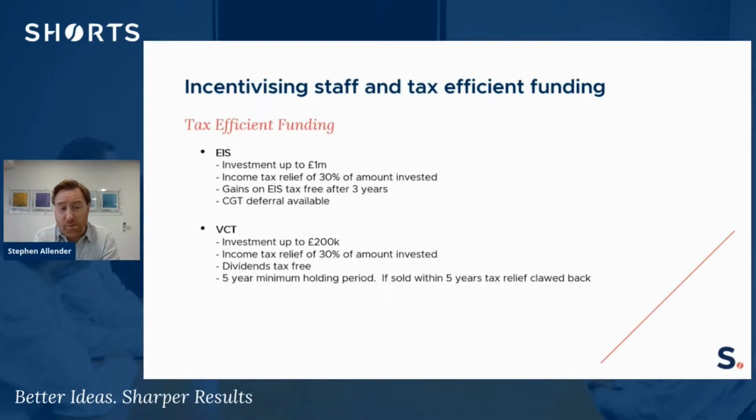VCT, this is a venture capital trust. The investment isn't as high, it's £200,000, but the income tax relief remains at 30% like an EIS. Dividends are tax-free, as is growth within a VCT. There is no CGT deferral available on a VCT, unlike an EIS scheme. And also with a VCT, there's a 5-year minimum holding period.